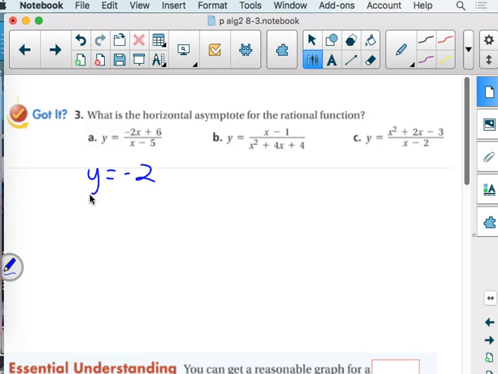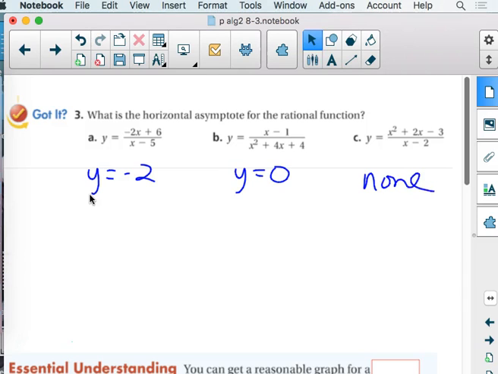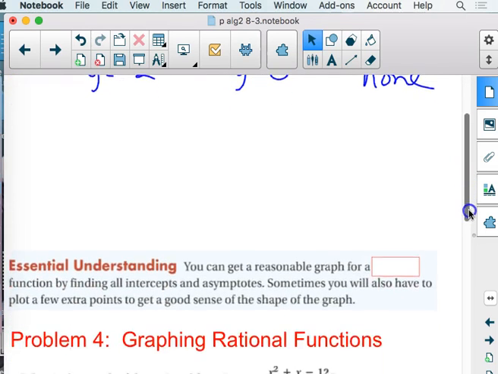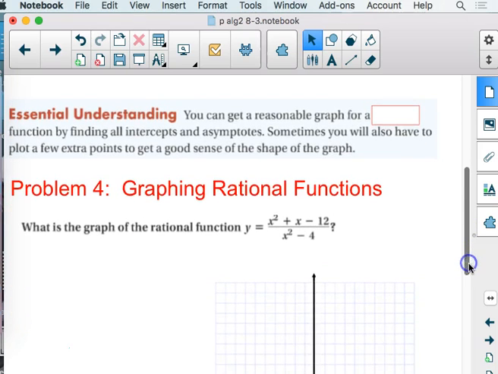B. Y equals 0. C. None. Not gonna happen. Got it. So asymptotes incredibly important when we're graphing. Holes incredibly important. But now we have both vertical and horizontal. If you just do them in order, then it's okay.